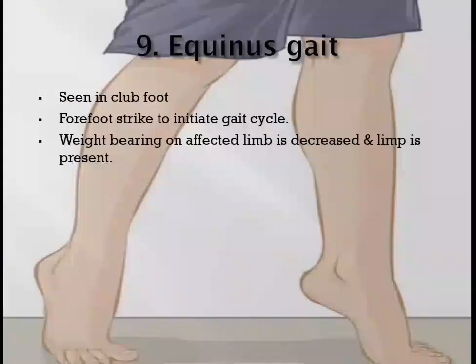Ninth, equinus gait, seen in club foot. Forefoot strike to initiate the gait cycle, weight bearing on the affected limb is decreased and a limp is present.